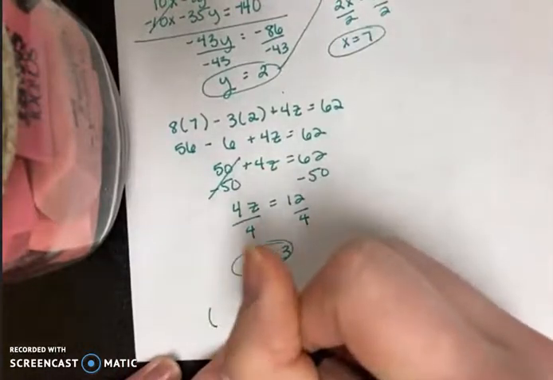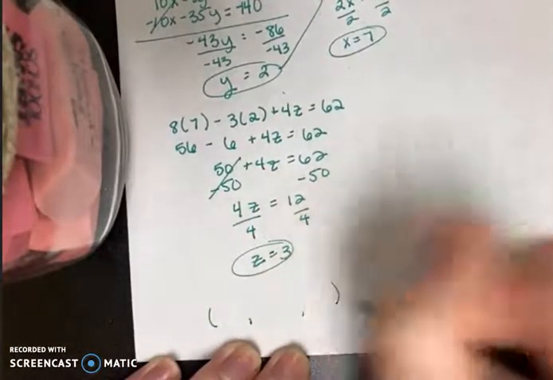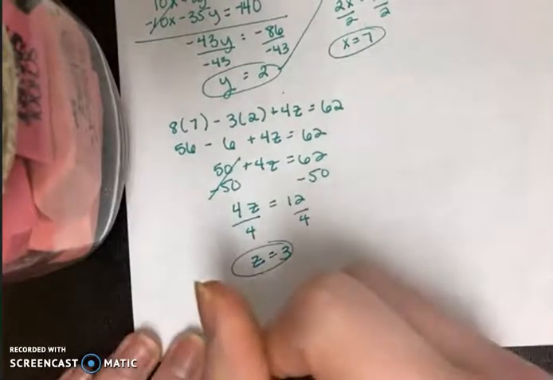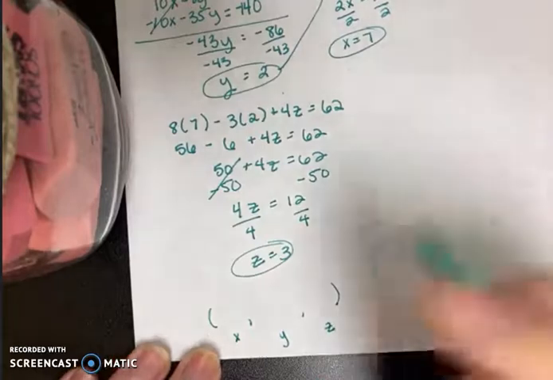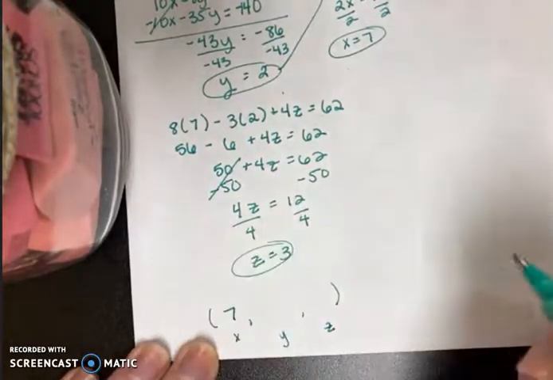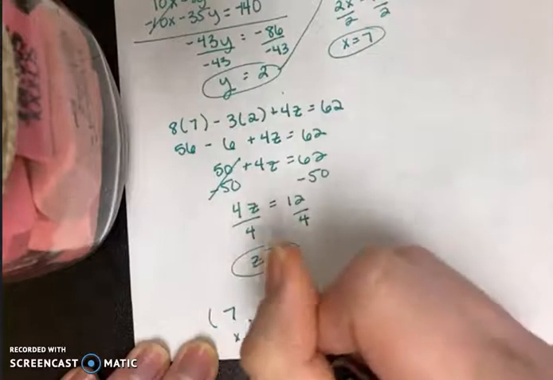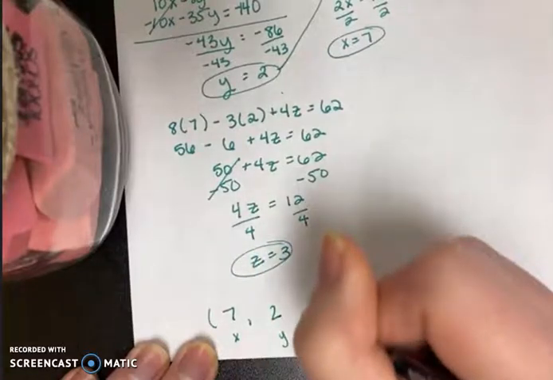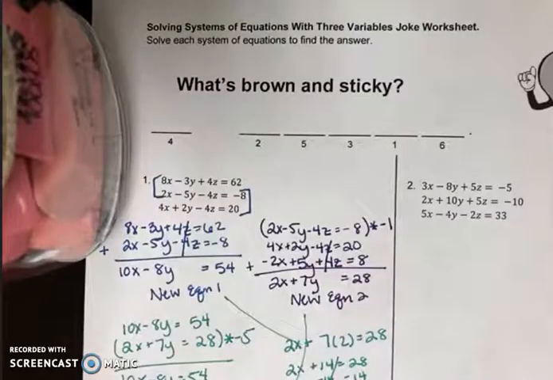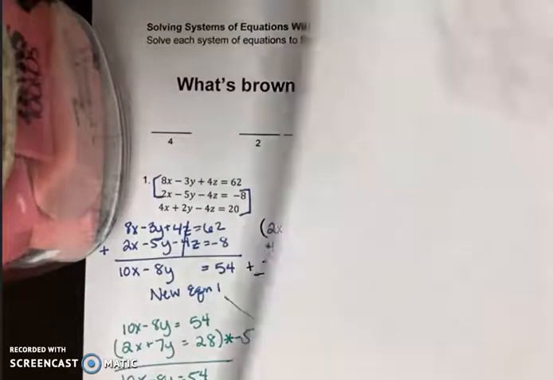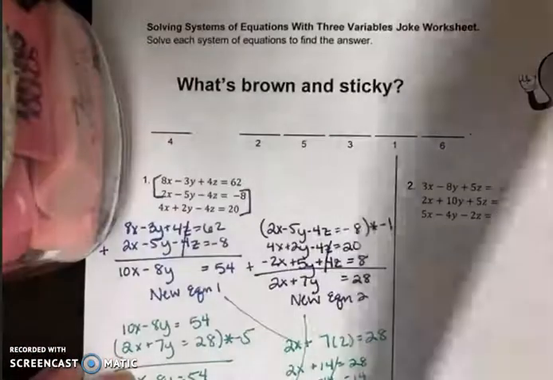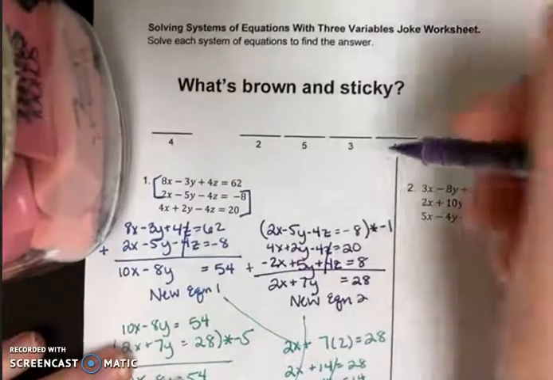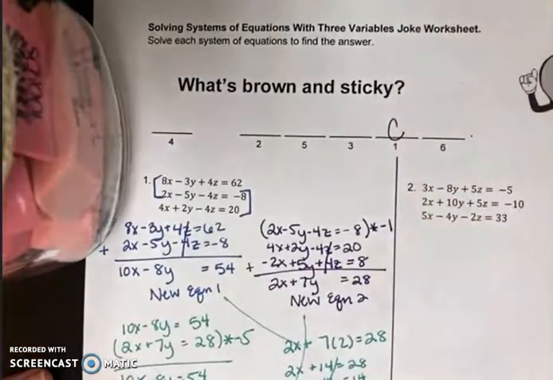That means our final answer, which needs to be written as a coordinate, should be x, y, z. So x is 7, y is 2, z is 3. We just found out that the answer for 1 was 7, 2, 3. So if I'm looking at the letters, 7, 2, 3 is C. So in our question, let's put a C for 1.